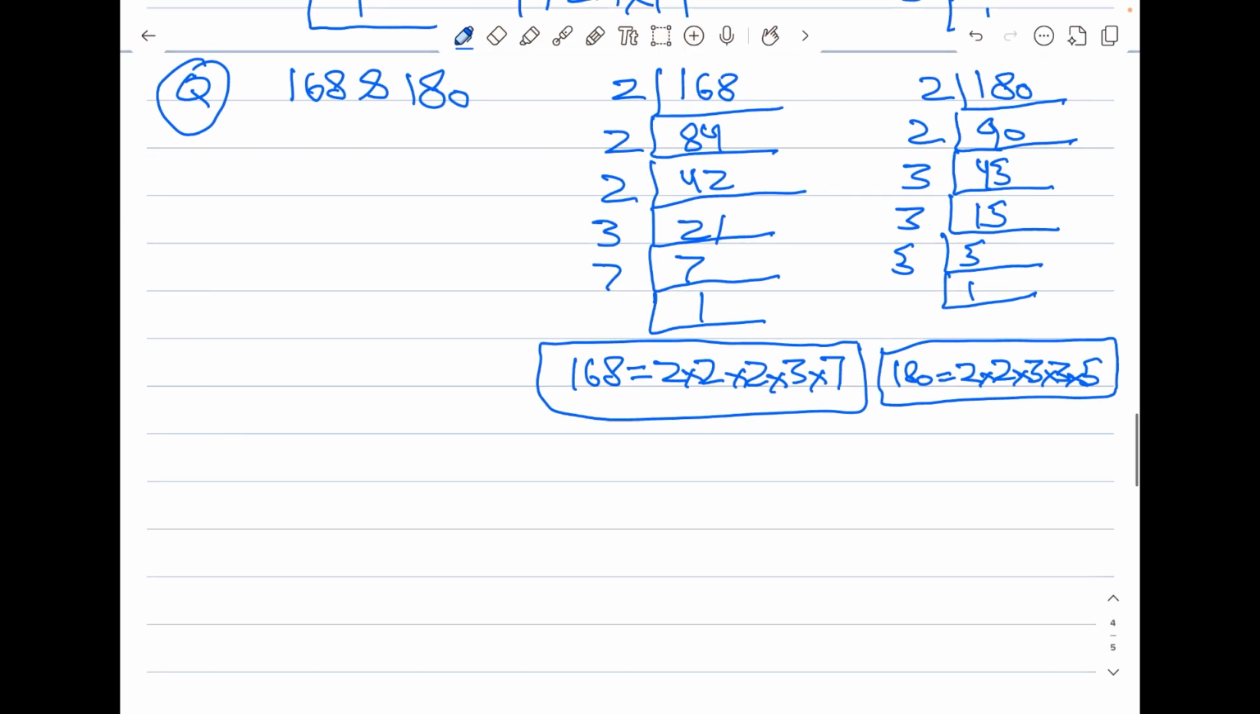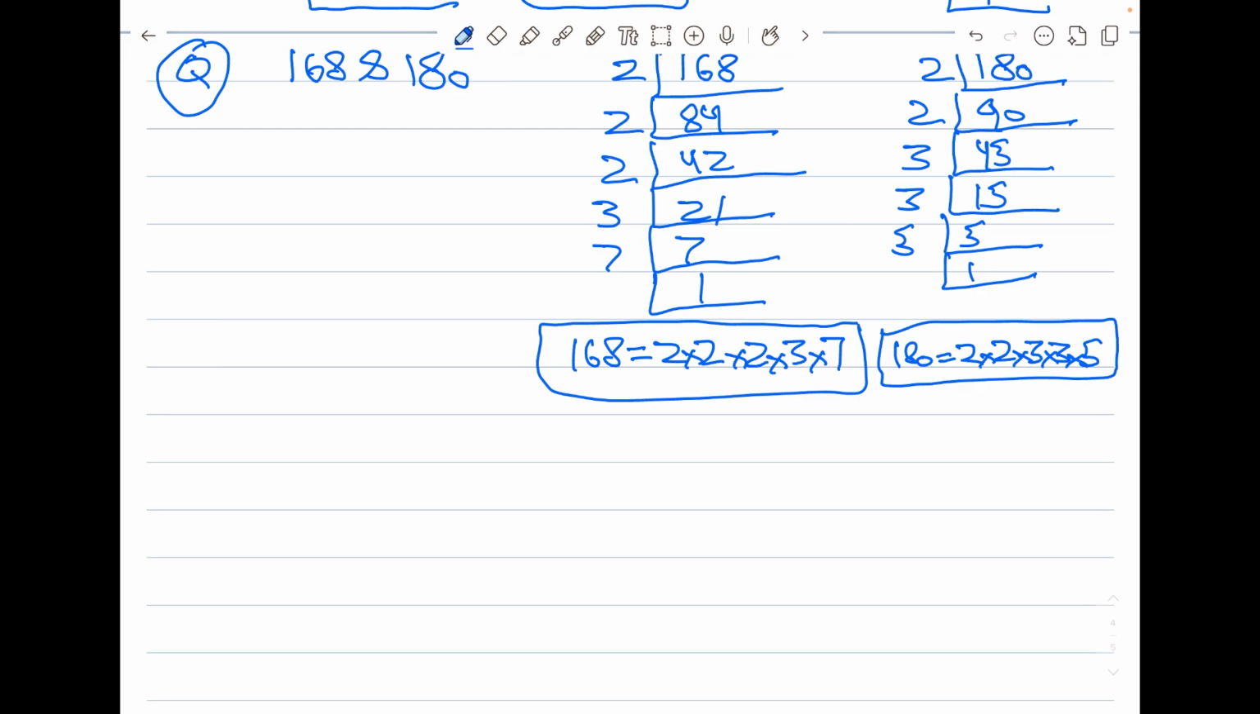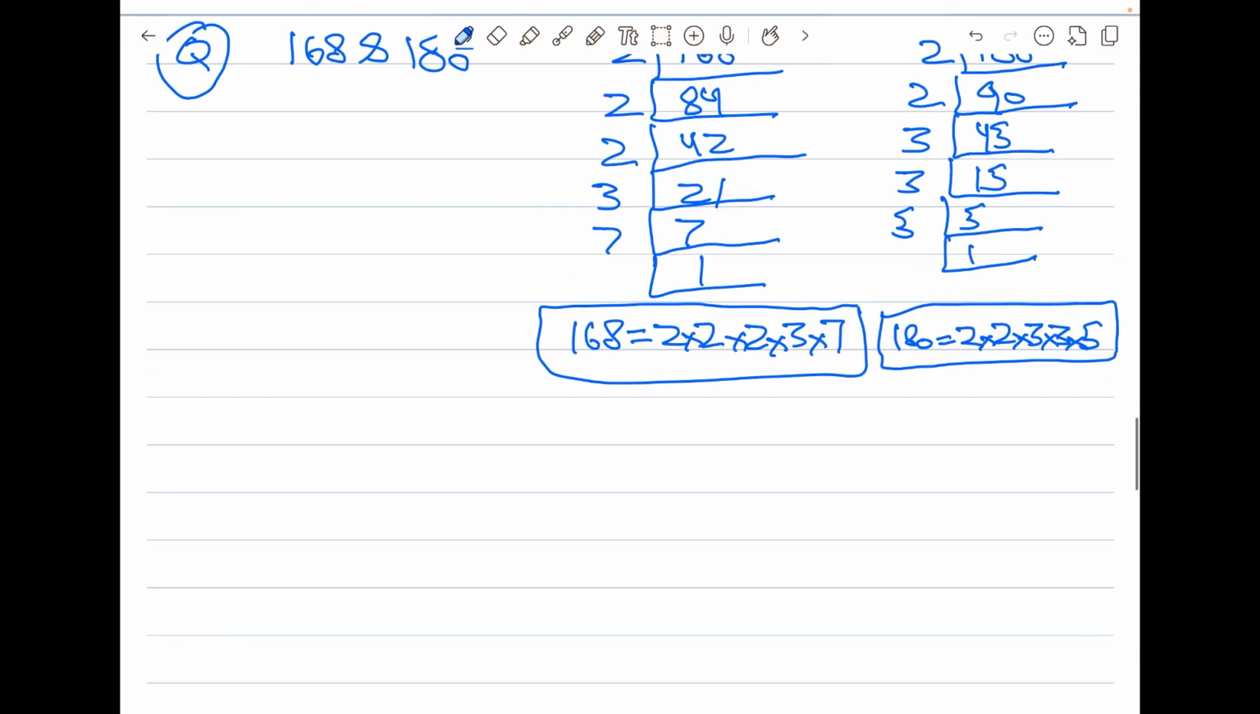So now that we have expressed both the numbers as a product of their prime factors, here is how you're going to find the HCF. It's a very straightforward procedure. What you do is you look at the prime factorization and identify the common factors.